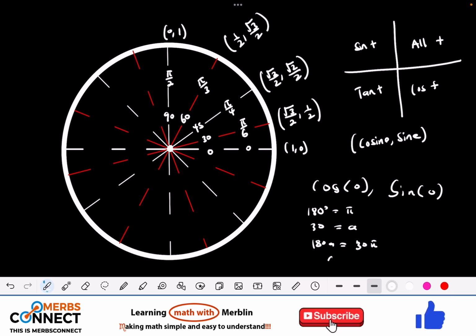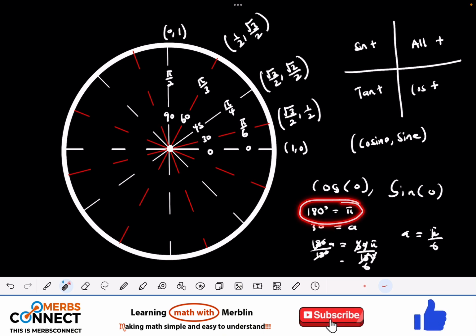Then I need to make A the subject by dividing through by 180, right? So what will be A? 180 will cancel 180, so A, then 0 will cancel 0. Now 3 goes into 18 how many times? 6, which gives us pi on 6, which is right here, right? So you can convert all of them. Just know the conversion, and you'll be able to convert all of them.